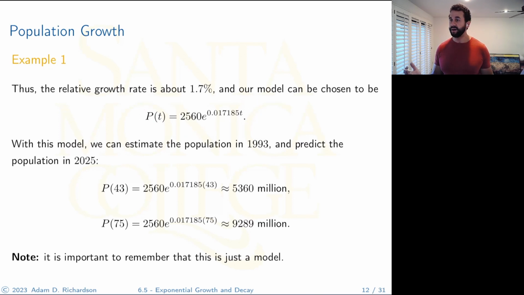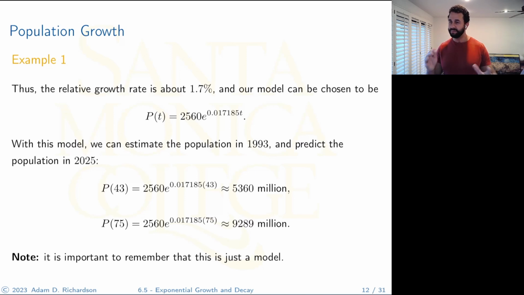Now that we have the model, the initial population, and the relative growth rate, we can use this to predict what's going to happen in 1993 and 2025. We just plug in those values of t into our model, and an estimate would be 5,360 million for the year 1993. Then here, plug in 75 for the year 2025, which is 75 years after 1950, and our model estimates that there will be 9,289 million people. There we go. That's how population models work.